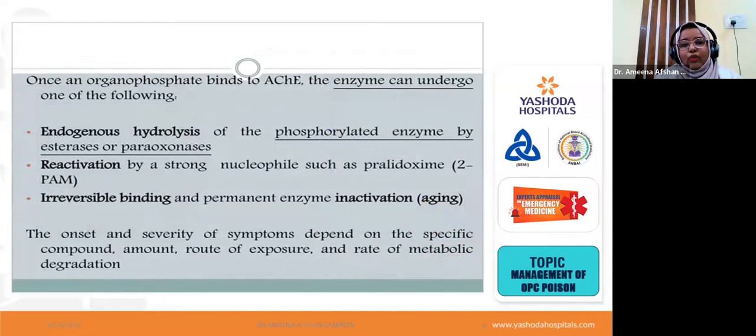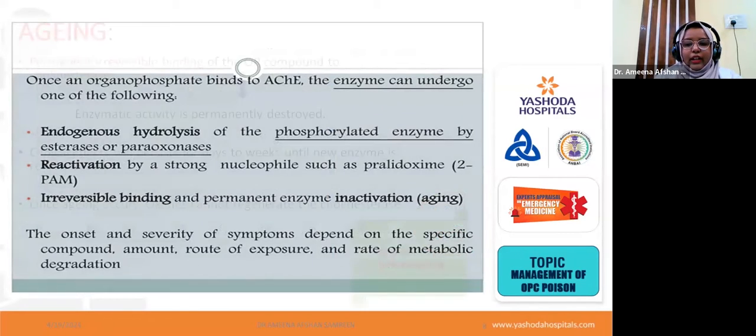So once an organophosphate binds to the acetylcholine esterase enzyme, three things can happen. Either the enzyme can undergo endogenous hydrolysis, or it can be reactivated by our antidotes like pralidoxime, or it can go into irreversible binding, also called as inactivation or aging.